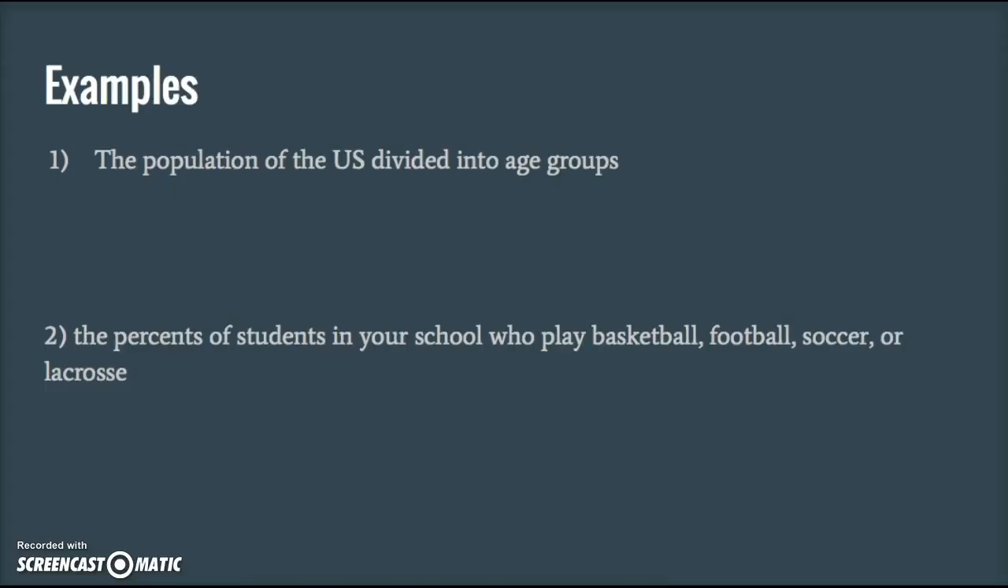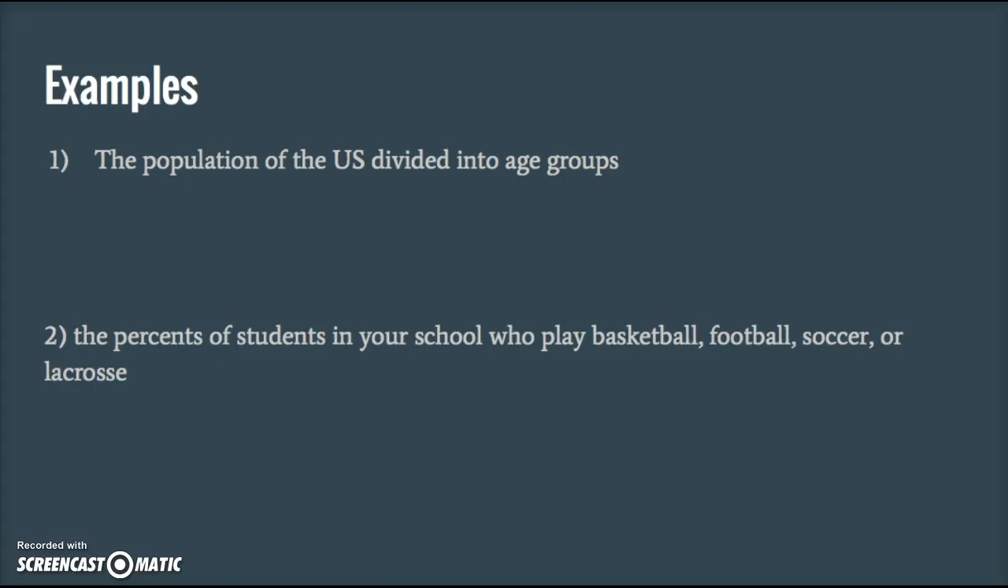Okay, so these two examples, what we're going to do is we're going to say which graph, which data display would be the best choice to use for it. So example 1, we have the population of the United States divided into age groups. So as I think about this, the first thing I make note of is that the population is being divided into age groups. Okay, so let's say 20s, 30s, 40s, something like that.